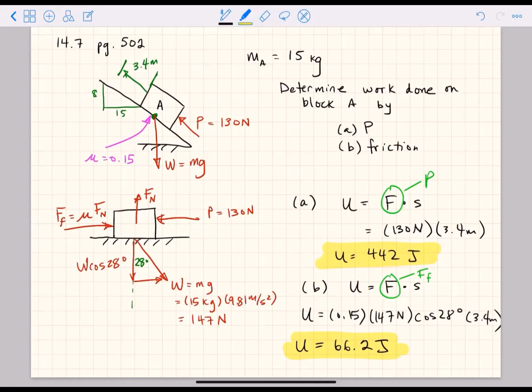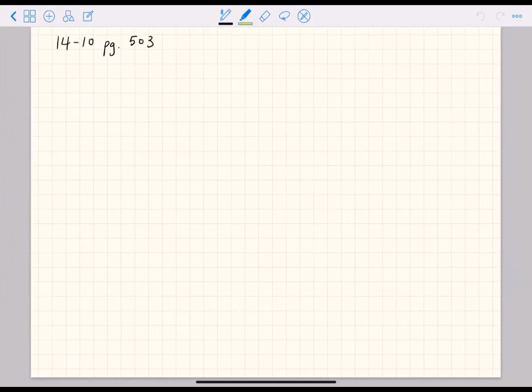Okay, so let's move on to another problem. Actually, before I do that, again, part B, I can break that up kind of like I did in the previous chapter, break it up even further. So if you're not sure how to do that, go back to the problems that we did before, and you're just doing the sum of the forces in the y. Okay, so let's go to 410 on page 503.